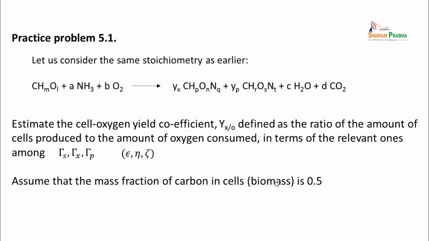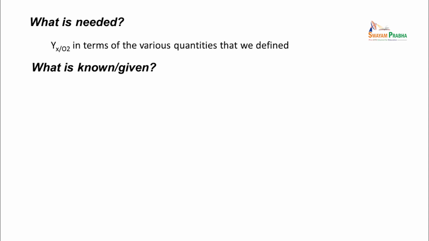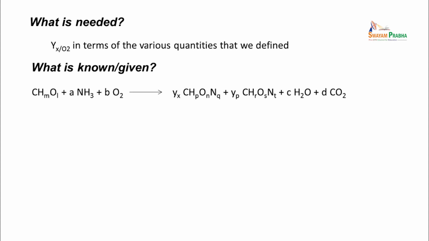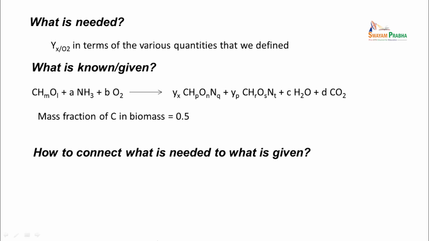Let us look at the solution. What is needed? Our usual first question. YX/O in terms of the various quantities that we have defined is what we need. What is known or given? The stoichiometric equation is known. The mass fraction of carbon in biomass is 0.5, that is known. And how do we connect what is needed to what is given?